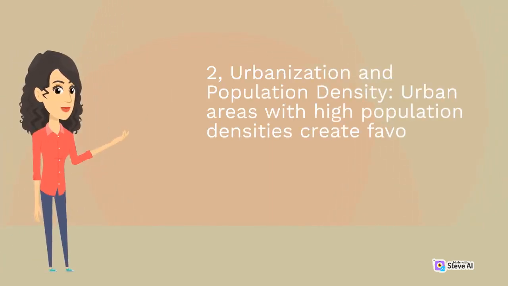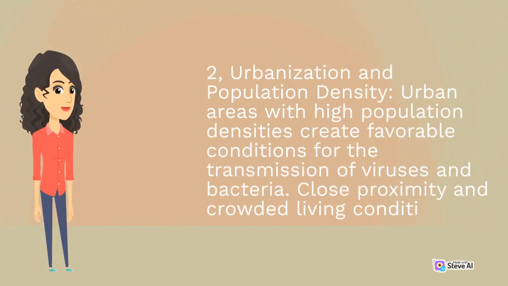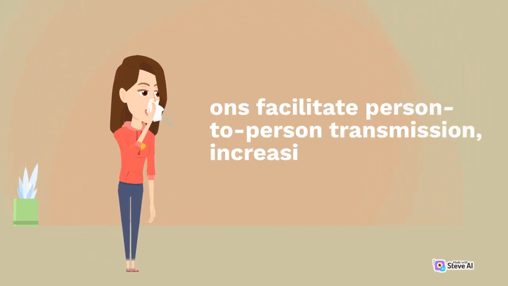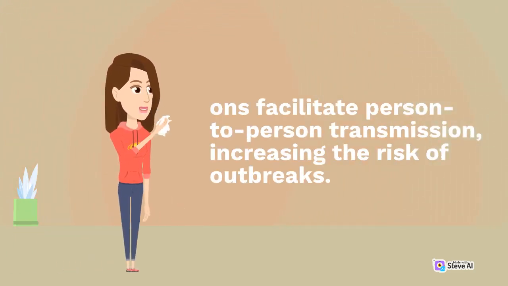2. Urbanization and population density. Urban areas with high population densities create favorable conditions for the transmission of viruses and bacteria. Close proximity and crowded living conditions facilitate person-to-person transmission, increasing the risk of outbreaks.